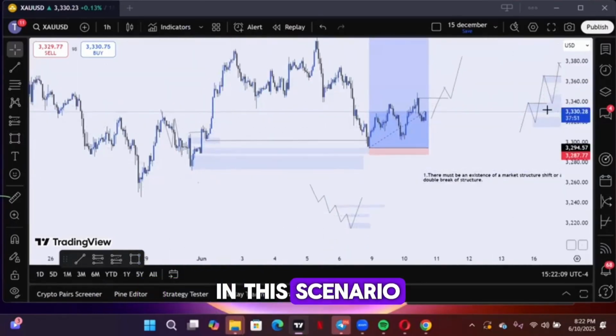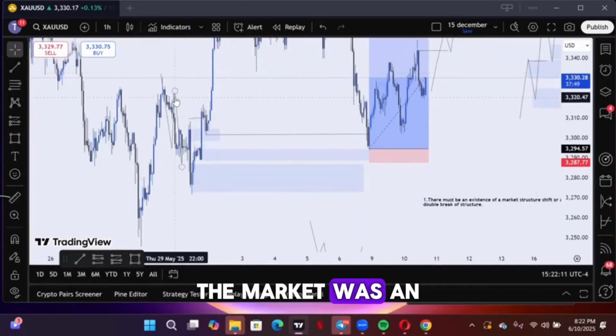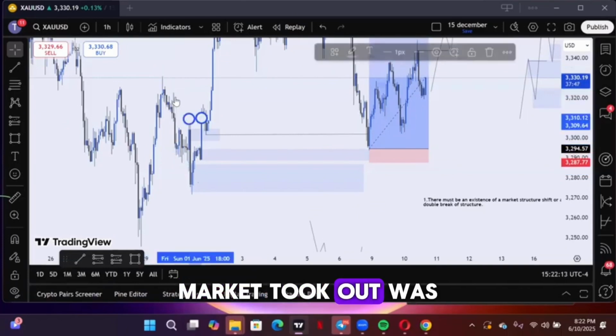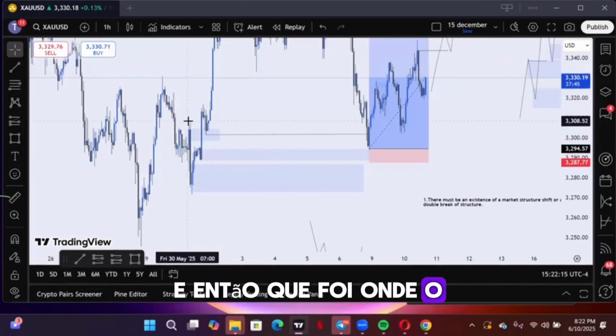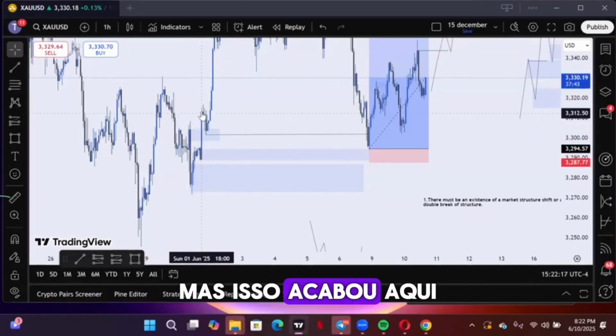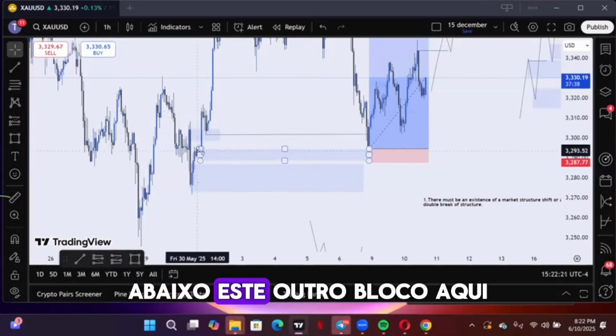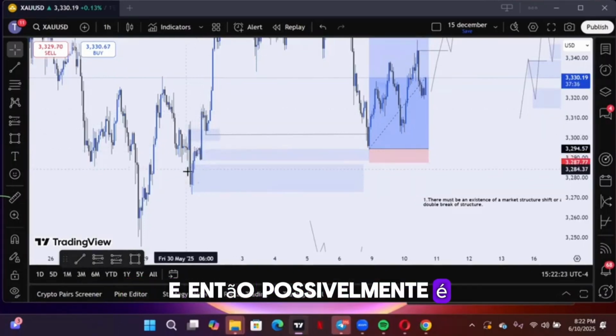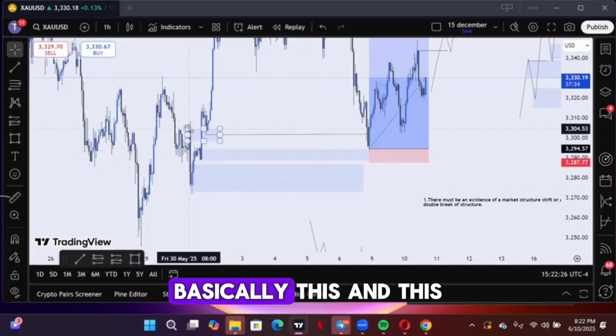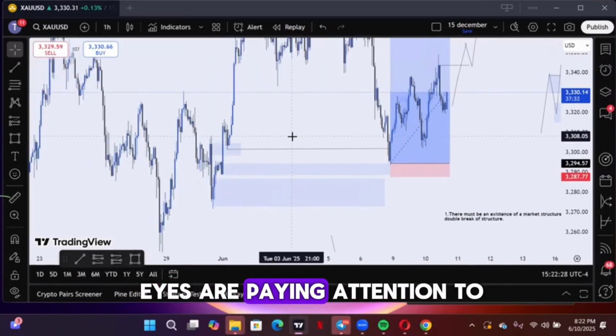For example, in this scenario that I just illustrated, the market was in an initial downtrend, and the market took out this high, and that was where your market structure shift was. But since this candle closed here, it means the possible points of interest are this one below, this other block here, and possibly another. This looks like another block too, but basically this and this. These are the POIs you're paying attention to.